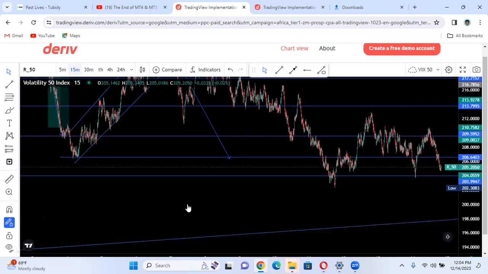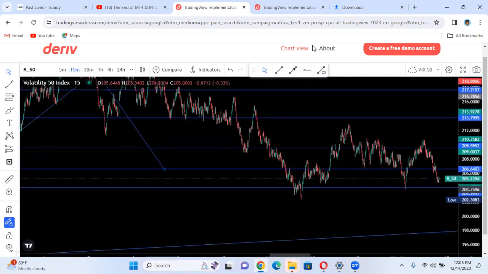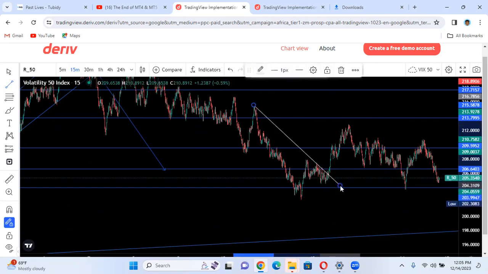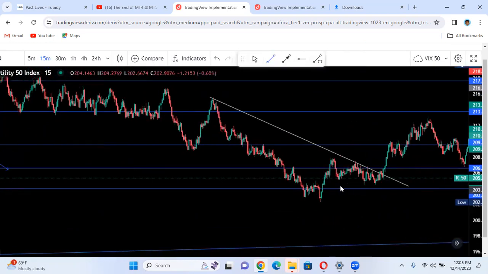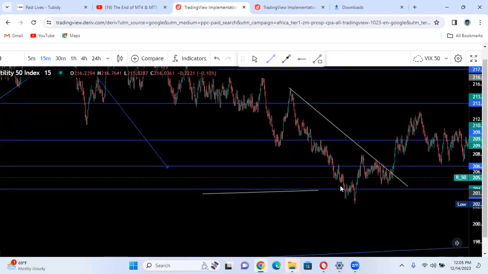Because even here, you'd have caught this. It's a good example: when the market was coming down, you would have put your trend line just here, probably it didn't break this, so you would have put it here. You have to consider that it has to be a breakout. Like here, if I was trading this, I would have entered from here. Let me show you.